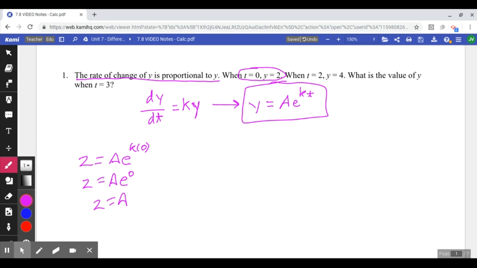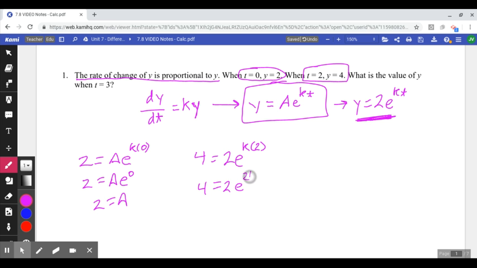So now we know that y is equal to 2 times e to the kt power. We still don't know what k is. Let's see if the next piece of information, which is t is equal to 2 and y is equal to 4, will help us with that. So now we're going to utilize our new equation with the new value of a that we found. And we're going to substitute in 4 for y, and then we'll substitute in 2 for t. So we have 4 is equal to 2 times e to the 2k power.